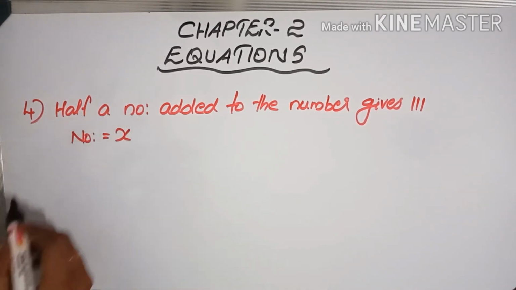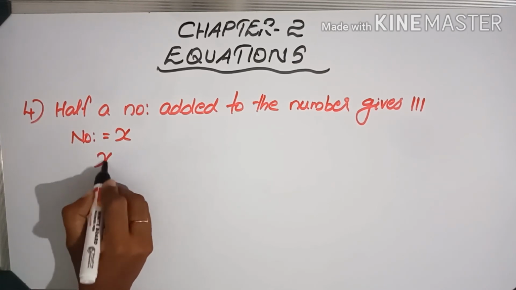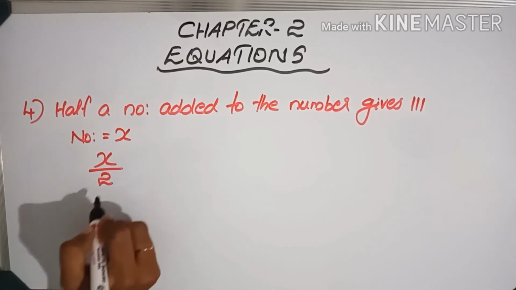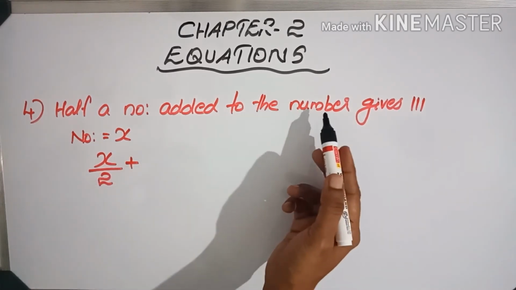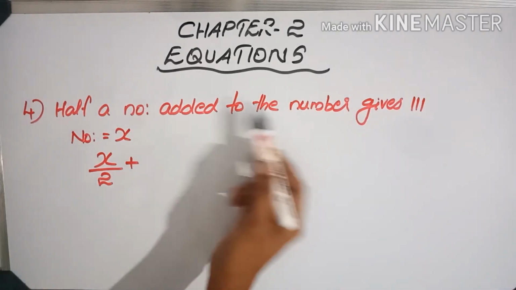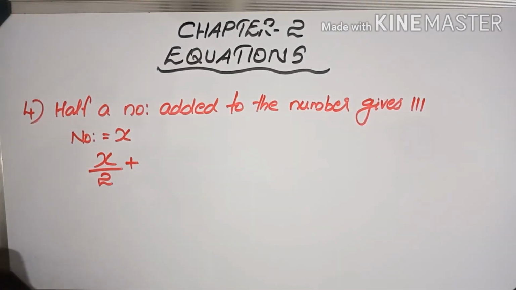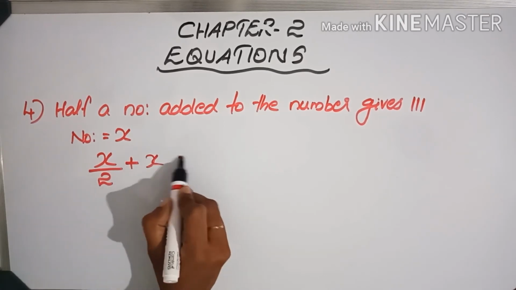Now half a number. Half a number means this number's half. So half means x by 2. That number's half, added to what? Added to the same number. Half a number added to the same number. Here number means same number. Here to the number means the same number. So x by 2 plus x. Answer is what?